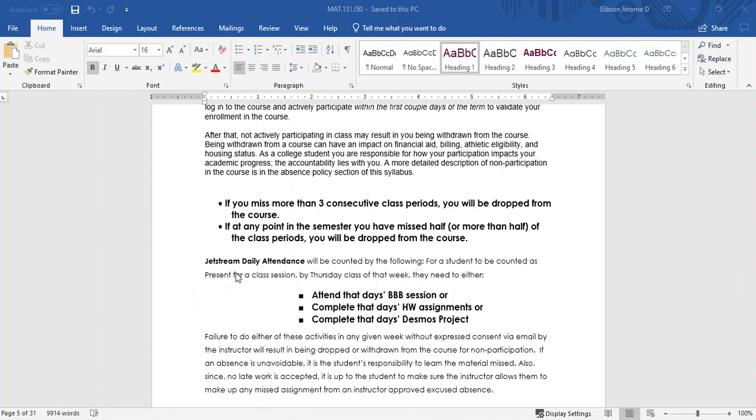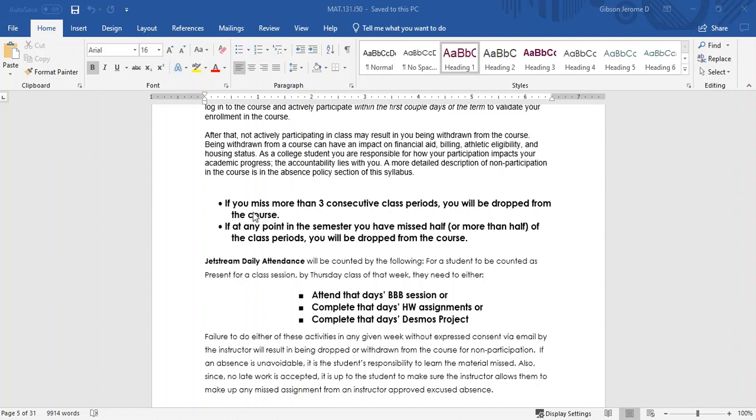For a student to be counted as present for a class session by Thursday class of that week, they need to either attend that day's Big Blue Button session, or complete that day's homework assignment, or complete that day's Desmos project, and we will go over that a little later.